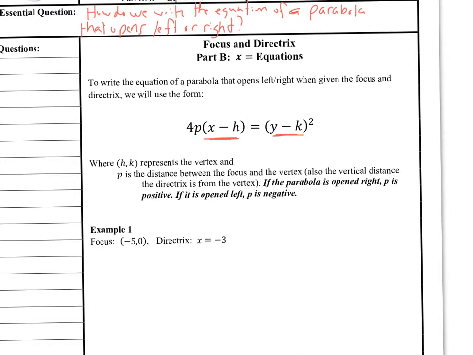So h and k are still going to represent the vertex, no change there. P is the distance between the vertex and the focus, or the directrix and the vertex, so there's no change there. If the parabola opens to the right, P is positive, and if it opens left, P is negative. So we can kind of jump right into it. This lesson should be, hopefully, a little bit shorter.